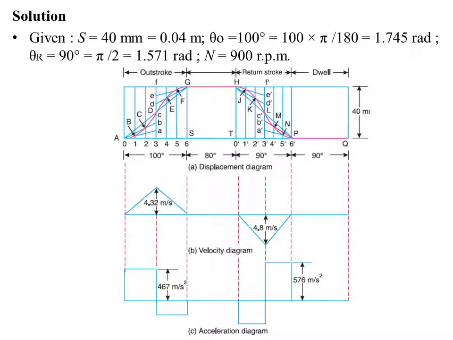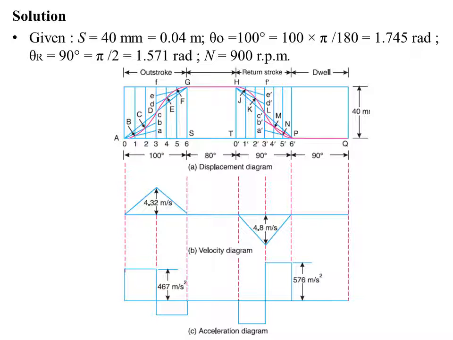Next, divide the outstroke and the return stroke, that is AS and TP, into any number of equal even parts. Here in the sketch it is given as 6, so 6 equal parts have to be made. Once it has been done, draw vertical lines through these points, represented as 0, 1, 2, 3, etc. In the same way, divide the return stroke also into 6 parts and draw the vertical lines. Now the height of these vertical lines will be equal to the stroke of the follower, that is 40 mm.